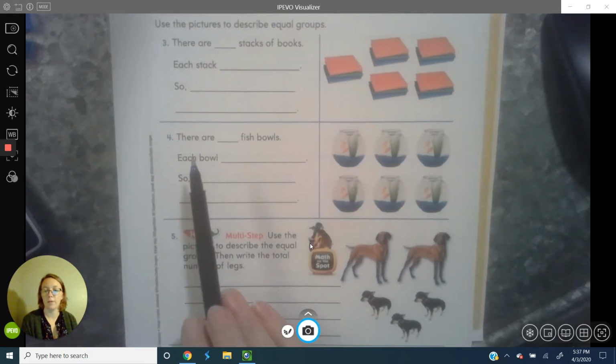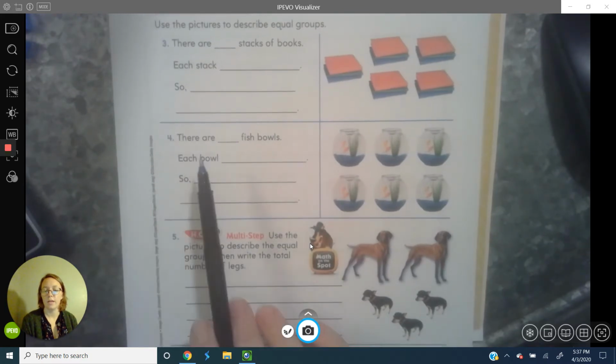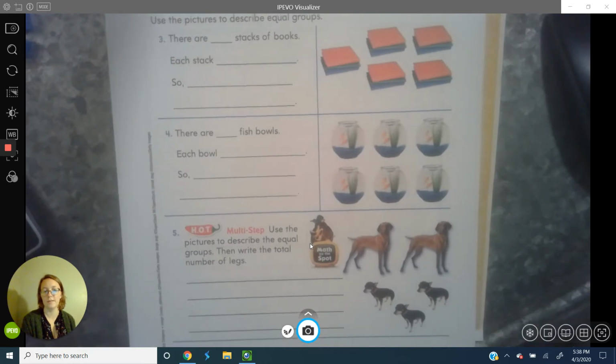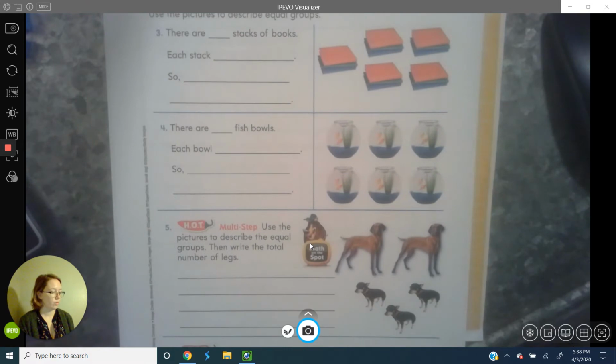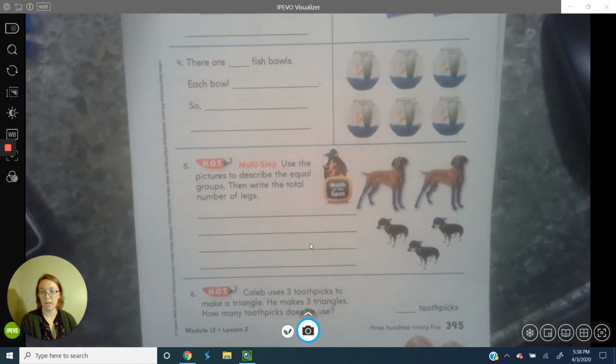Then number 4, there are blank fish bowls. Each bowl has blank fish. So there are blank fish in all. Okay, you're filling in the whole sentence. Remember to hit pause, and if you want to come back to it later, you can. Just come back and hit play when you're ready.